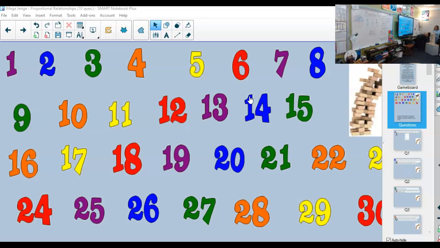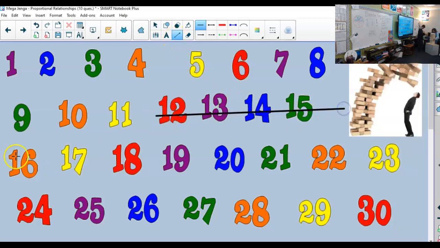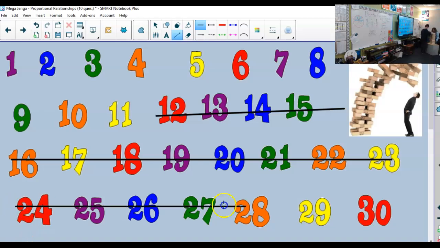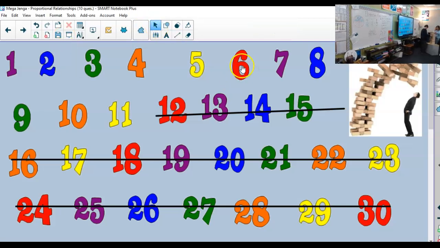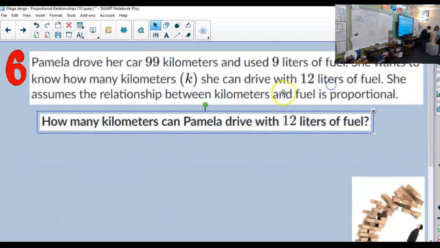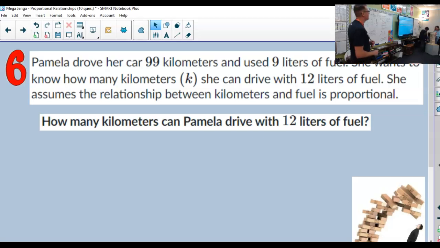All right, so Caroline, 1 through 10, because we only have 10 numbers. What do you want to pick? 6. All right. Pamela can drive 99 kilometers with 9 liters of fuel. How far could she drive on 12 liters of fuel?